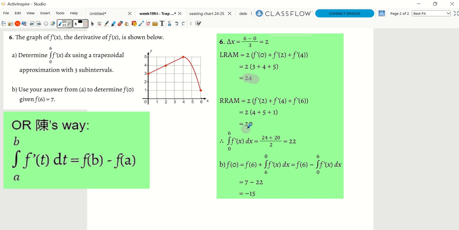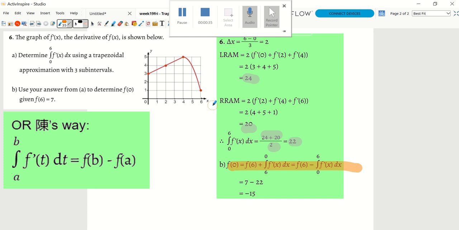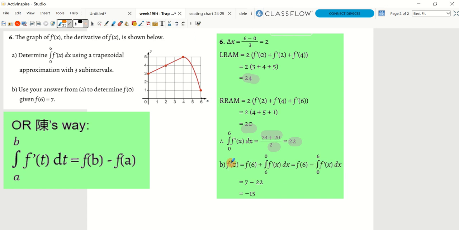LRAM plus RRAM divided by 2 gives you the 22, okay? Now, this way of arranging it, not a fan, okay? Actually, the arrangement is right here. Okay, I like this way. This is what I was telling you on either Friday or Thursday. You'll get the same answer no matter what, okay?